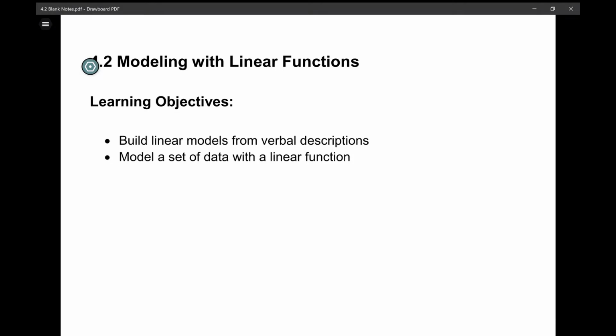Hi, and welcome to section 4.2, modeling with linear functions. Modeling is code word for story problems, so we're going to basically just do 4 story problems today. I think it's 4. All right.